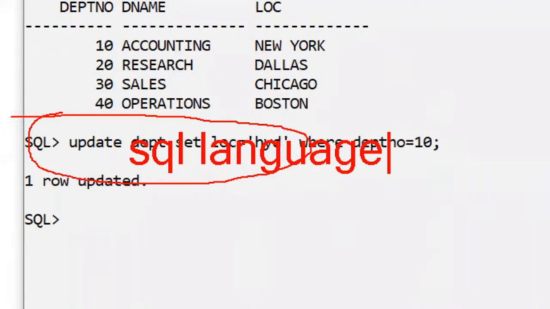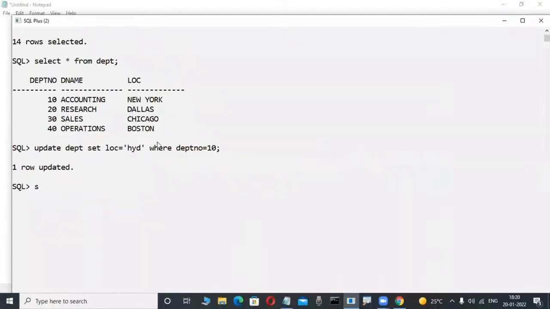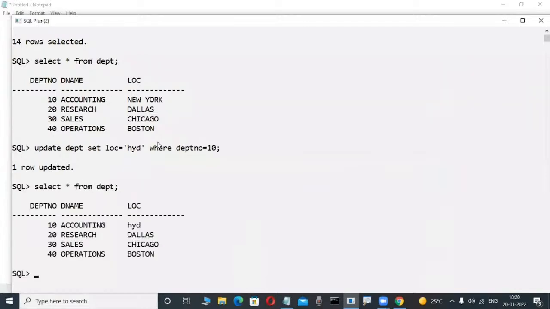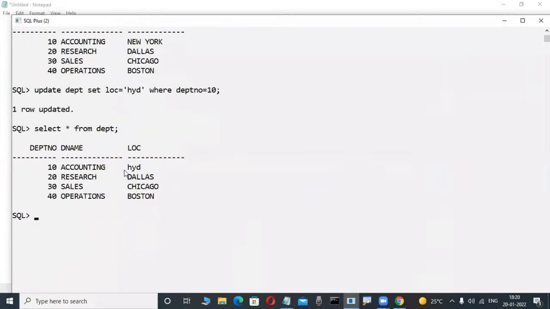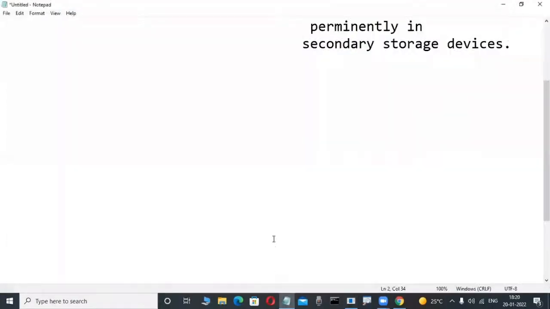Now observe here. Once we write this type of coding, called the SQL language, it is automatically affected in your database. Observe it here, in your database. In the previous case, New York was there, but in this case, Hyderabad is the location, is it there or not? Yes.